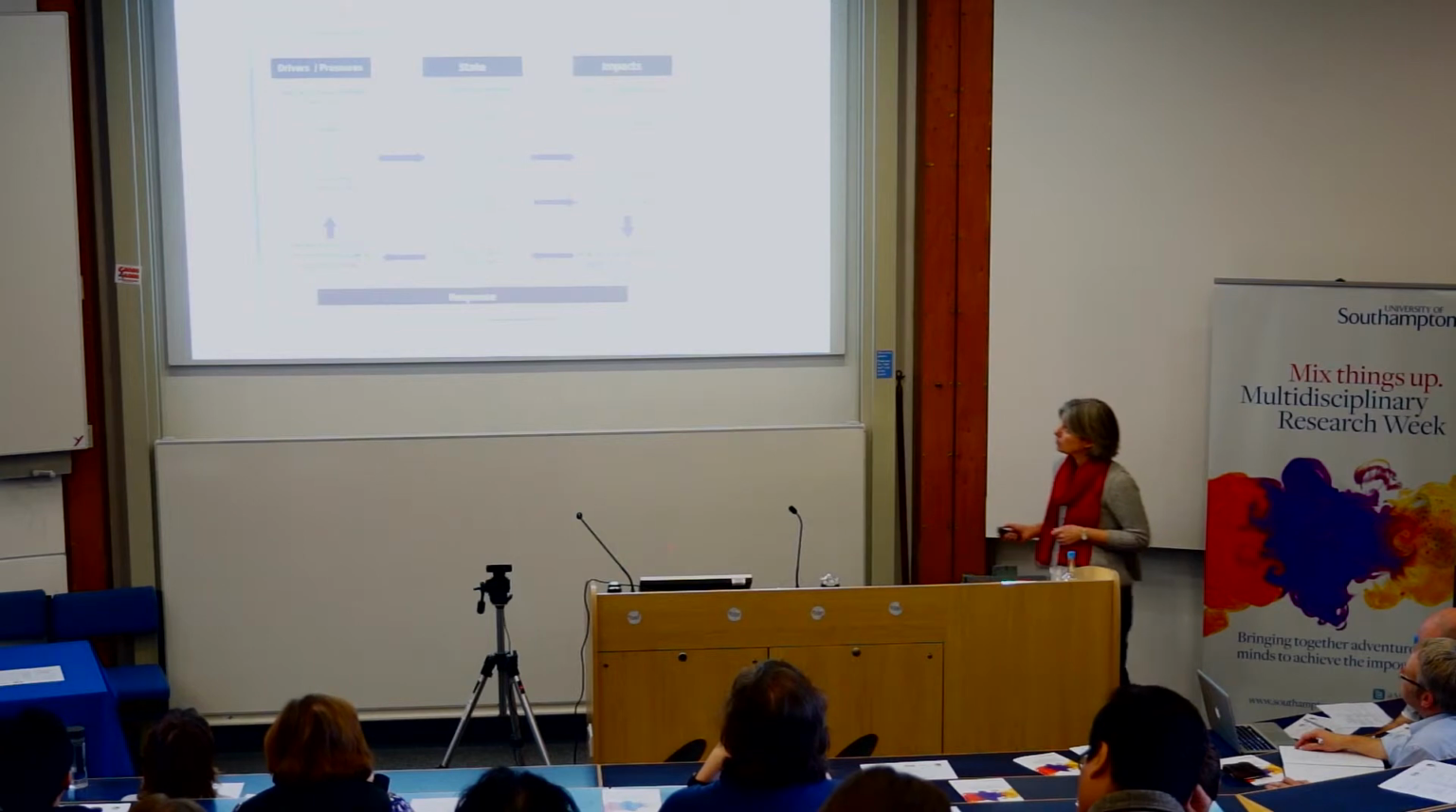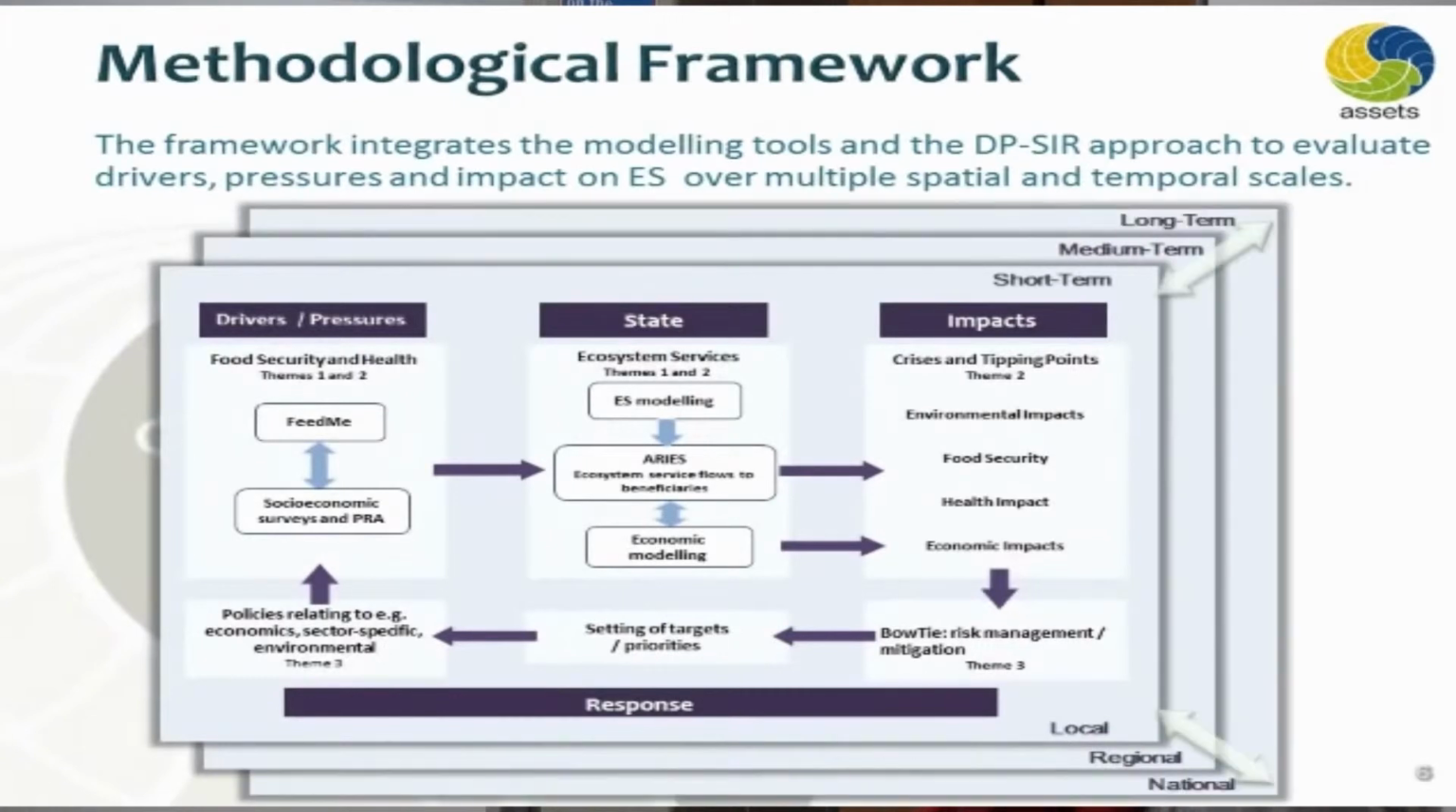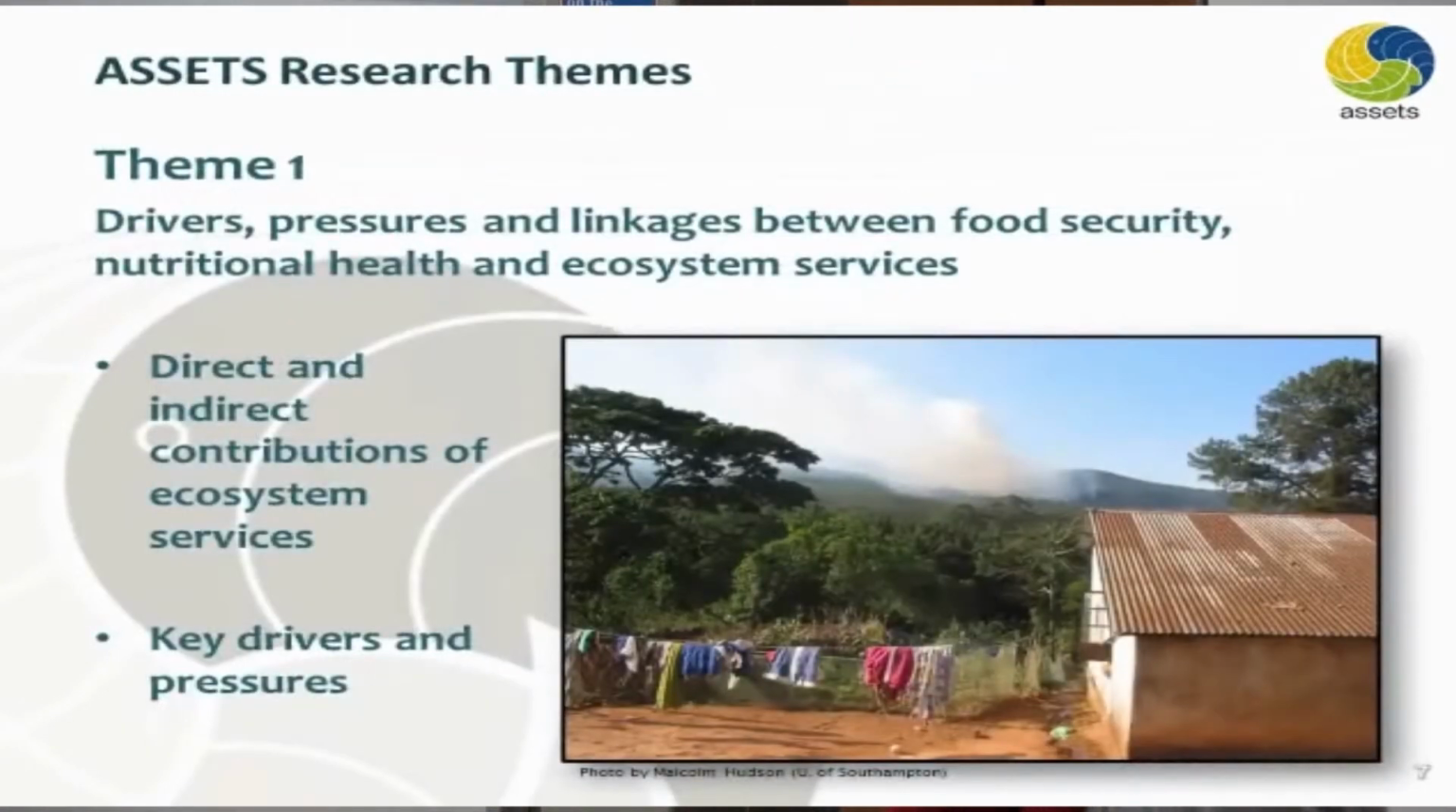And our methodological framework, we've got a large number of different methodologies, both social sciences and natural sciences, and they're linked in this DPSIR framework, which looks at drivers and pressures, how that affects the state of the resource, the impacts on people, and then the responses, very important to improve policy, to try and change the situation, and making sure that this is done at different spatial and different temporal scales.